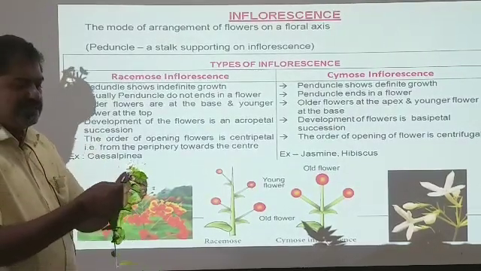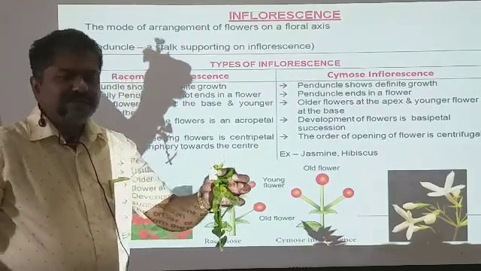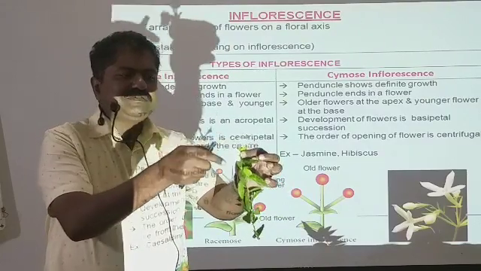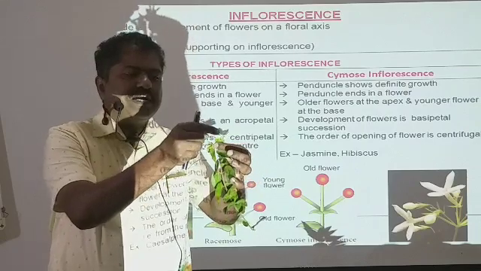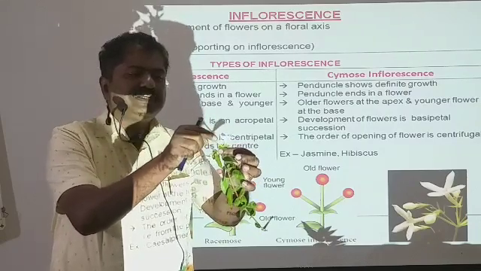Now you see, this is an example. This is jasmine, an example of the cymose inflorescence. You see the peduncle axis ends with a flower. So this is the flower. It is an old flower at the top, and there are new buds and young flowers at the bottom.